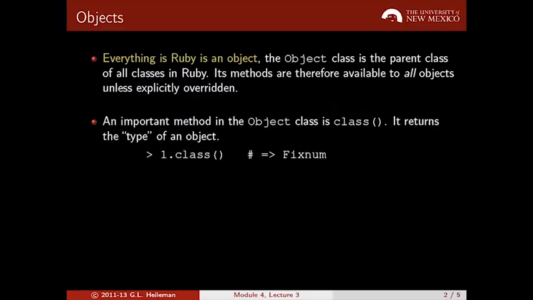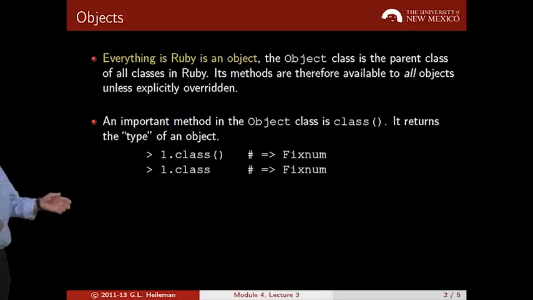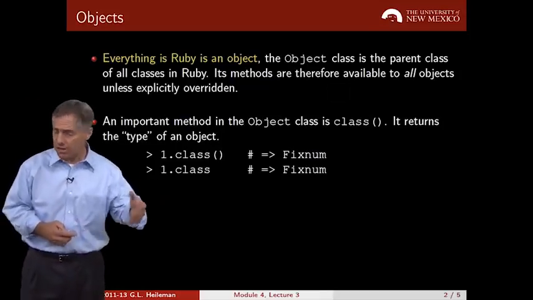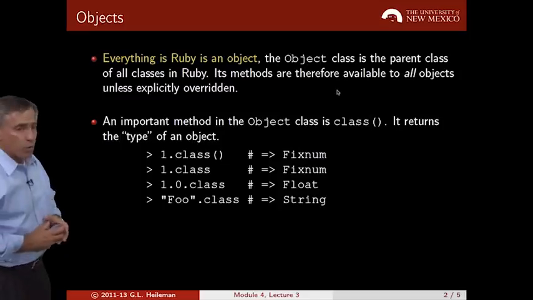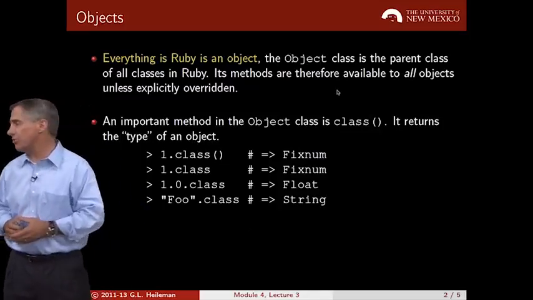So if you want to experiment with this, again, open up IRB and just type 1.class, and it'll tell you that 1 is of type Fixnum. So it's telling you that it's from the Fixnum class. You can leave off the parentheses. I already showed you this. So leave off the parentheses, you get the same result. If I say 1.0 and then type class, Ruby knows that I'm talking about a floating point value now. So it returns class Float in this case. And if I enclose something in quotes, either single or double, and query the type of class that I have, it'll tell me it's a String.